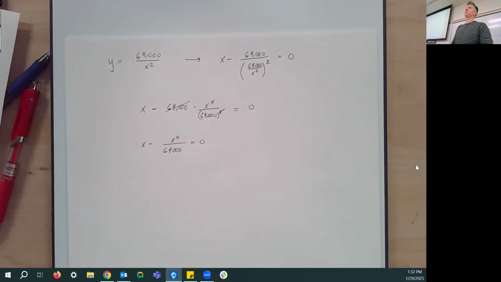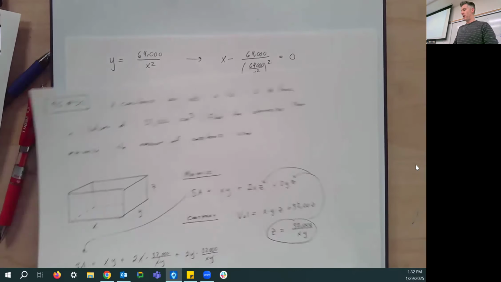Let me ask you all a quick question. What's one easy solution to this equation? What could you plug in for x and for sure get a correct answer? 0. Is 0 the right answer? Definitely not. If we look back to the right, we're talking about finding the dimensions that minimum.